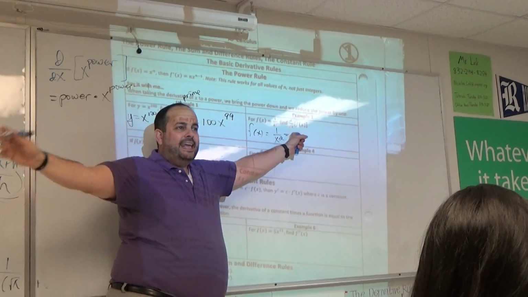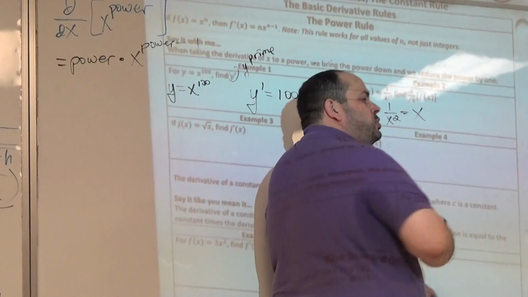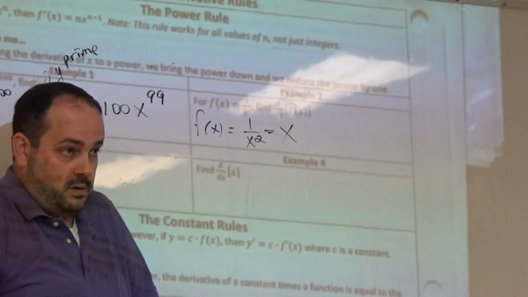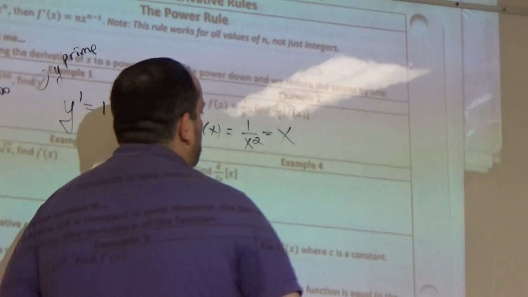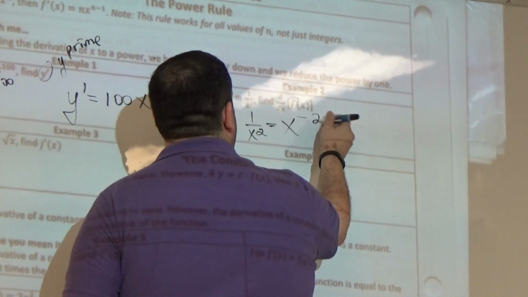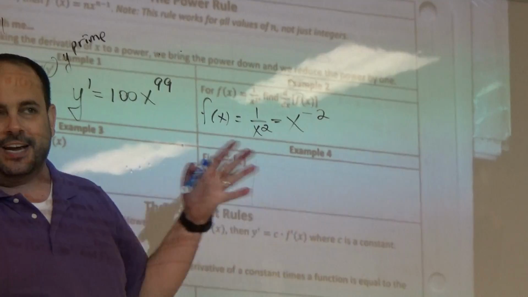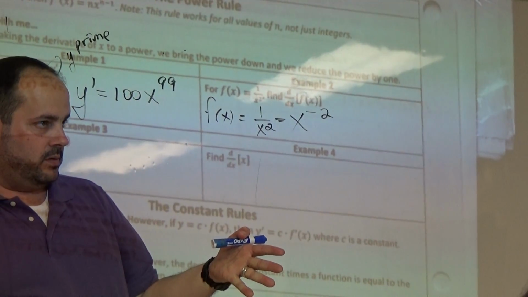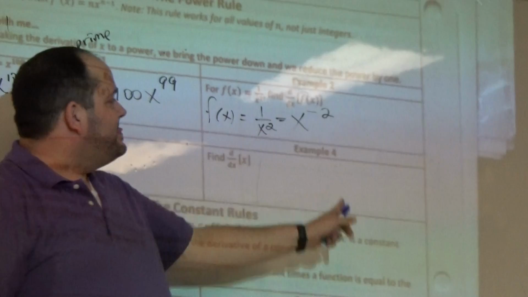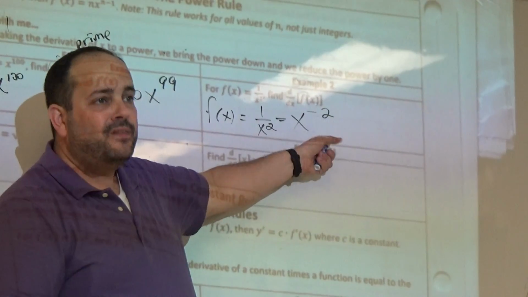1 over x squared. Can you write this as x to a power? Yes. Salma, how are you going to write it as x to a power? X to the negative 2. Is everybody okay that 1 over x squared is the same as x to the negative 2? Yeah. Now be careful. That's not the derivative.